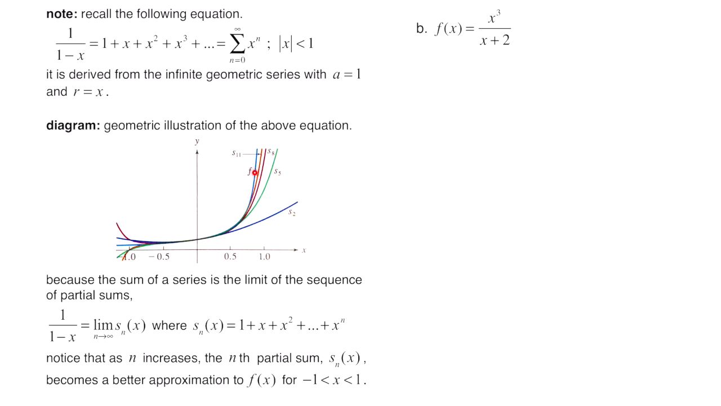Here's your function f. Here's your graph for s sub 2, the partial sum taken out to 1 plus x plus x squared. Then we have s sub 5, s sub 8, s sub 11. As n increases, you'll notice that this curve more closely resembles the original curve of f in the interval from -1 to 1.